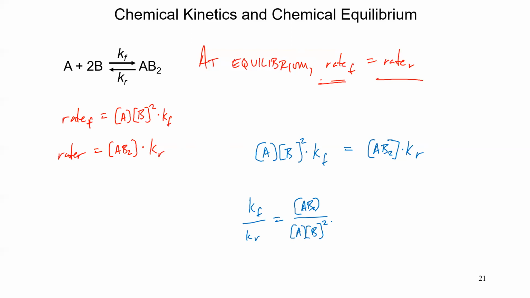Well, that looks really familiar. Products over reactants raised to their coefficients. This is equal to Kc. And so that relationship between the rates and the equilibrium constant: Kc equals Kf over Kr. So the rates are equivalent and the equilibrium constant is related to the rate constants. Again, that's where the temperature dependence of equilibrium comes from.